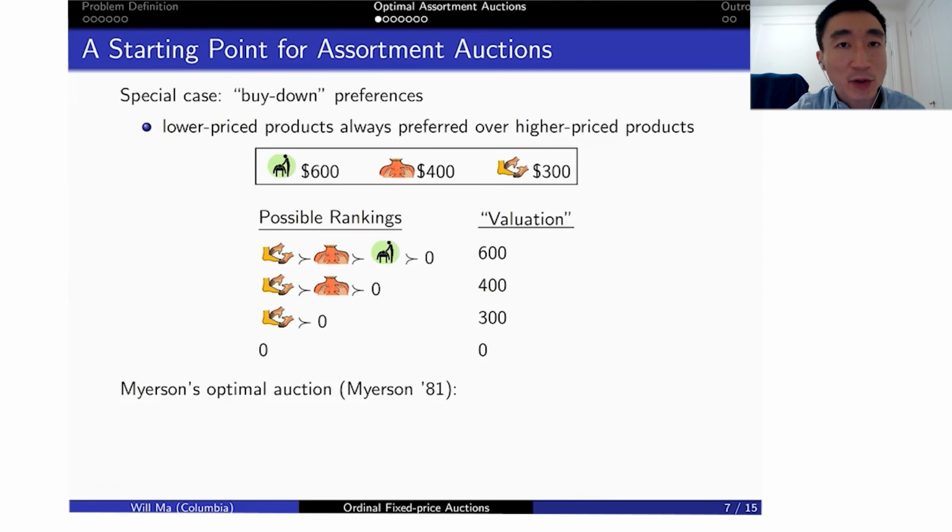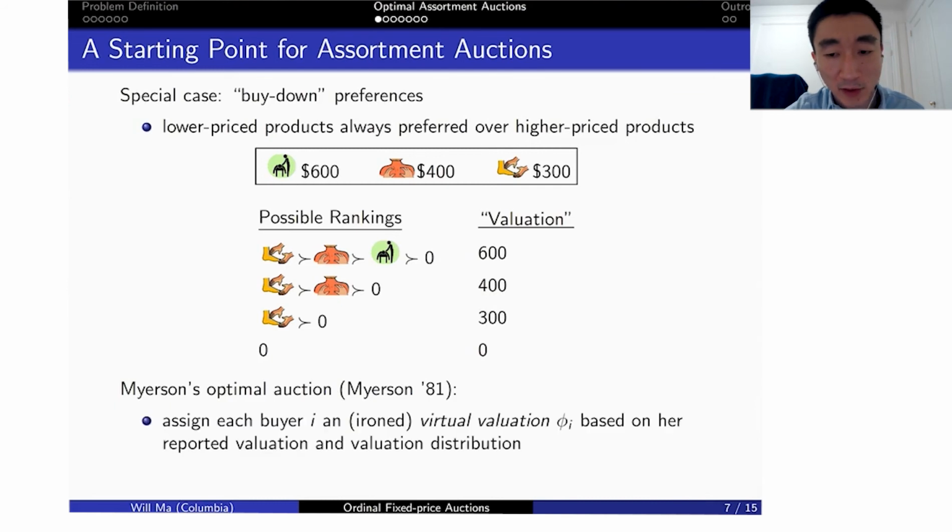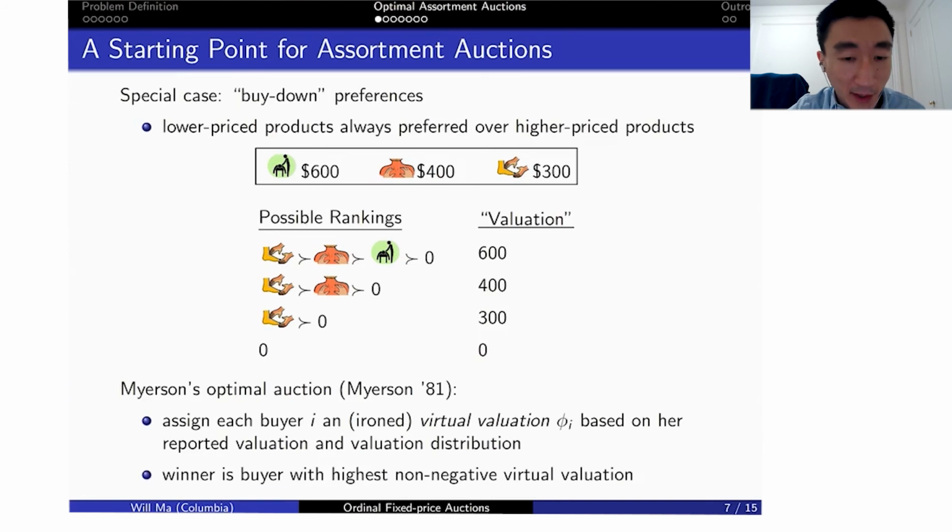And then under the service-constrained environment assumption, our problem, it's not hard to see, is equivalent to just the classical Myerson's revenue maximization problem. So the solution was already given by Myerson in 1981, which says for each buyer, you give them an ironed virtual valuation based on only their reported valuation and valuation distribution. And then the revenue maximizing mechanism is to give the item to the buyer who has the highest non-negative virtual valuation.